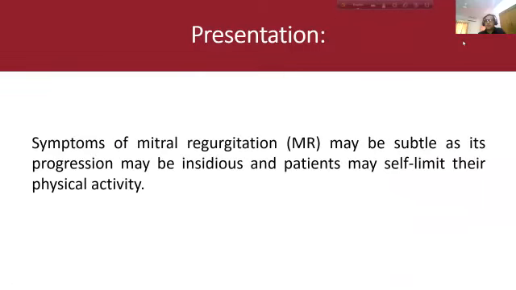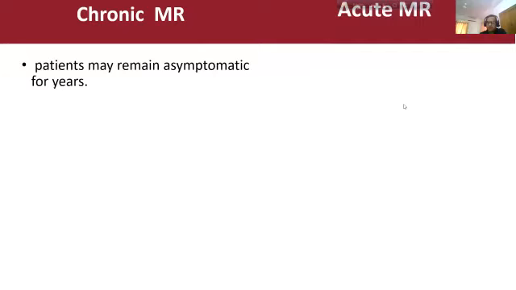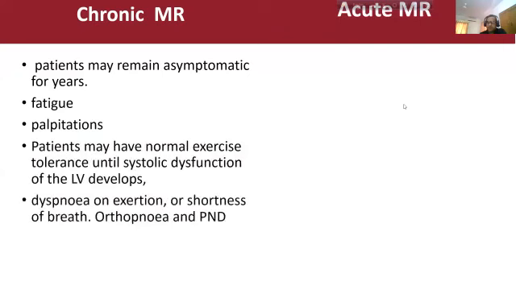Symptoms of mitral regurgitation are usually subtle and its progression may be insidious, and the patient may self-limit their physical activity, so they may remain asymptomatic for a long time. In chronic MR particularly, patients usually remain asymptomatic for months to years, and usually present initially with fatigue or palpitation. Sometimes patients may have normal exercise tolerance until systolic dysfunction of the left ventricle develops, and then dyspnea on exertion, then shortness of breath, and ultimately patients develop PND and orthopnea. Sometimes patients may have right-sided heart failure, that is, dependent edema and ascites as well.